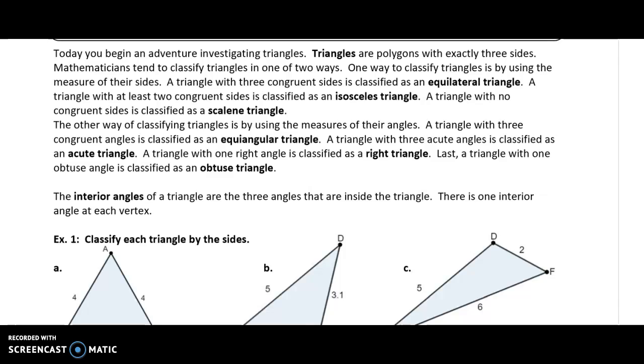All right, one last term before we move on to some examples. When we talk about interior angles, the interior angles are the angles inside the triangle, and there's going to be 1 of these interior angles at each vertex. Again, the vertices are the corners of your triangle.